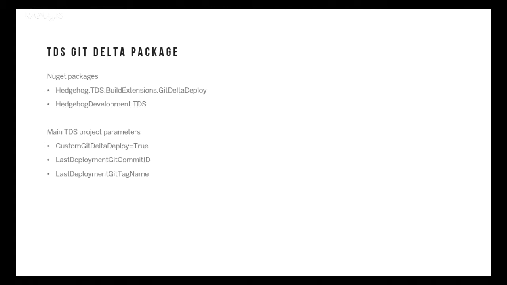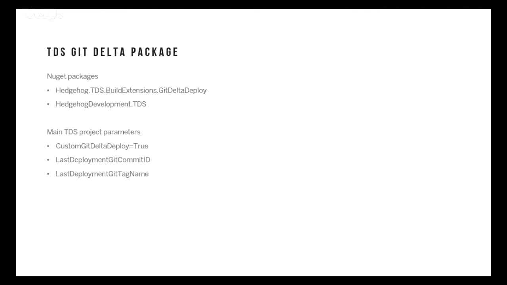So the TDS Git Delta Package, this is all the information that you need to generate those Delta packages. You need to install the NuGet package itself. You need to install the Hedgehog development, the TDS itself. You don't need to install the entire TDS software. You just need to install the NuGet package. It will take care of it for you. That's the main TDS project parameters that you can use.